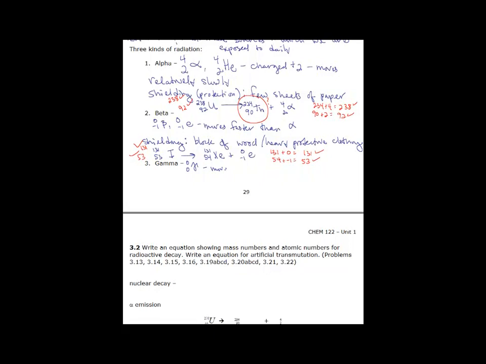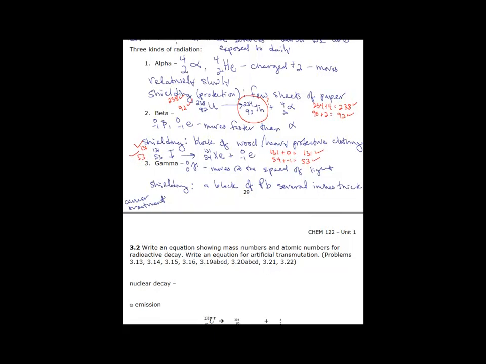Gamma moves at the speed of light. So in order to protect yourself from gamma radiation, you need a block of lead, Pb, several inches thick. Gamma radiation is used in cancer treatment. So if you hear of somebody saying they have to get radiation, it's gamma radiation.